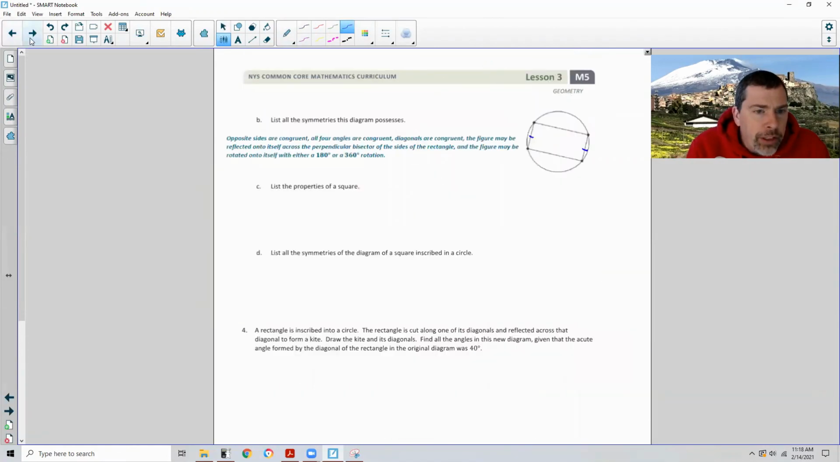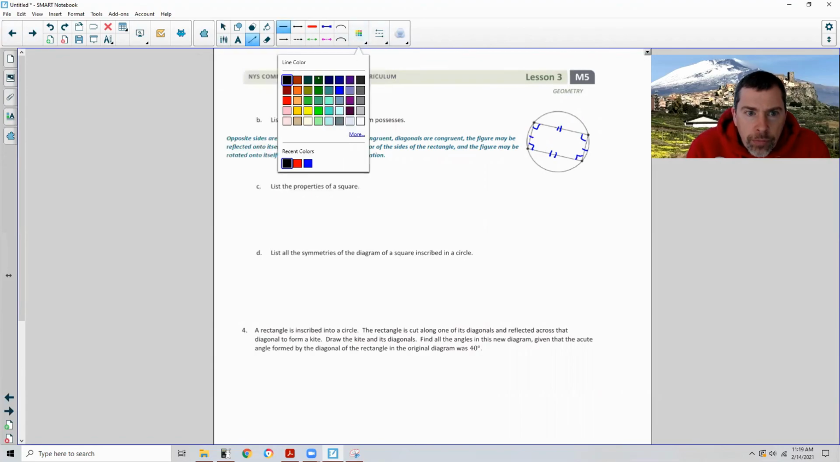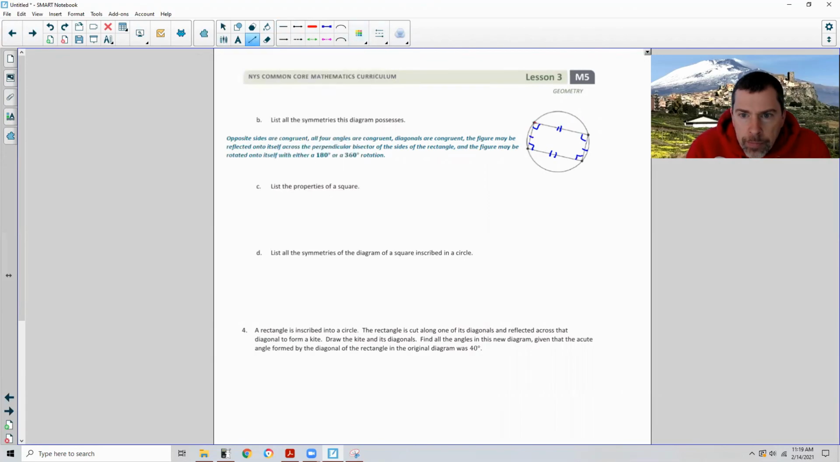And let me just switch pages back and forth because my pen whacked. This side is congruent to this side. So opposite sides are congruent. All 4 angles are congruent because they're all 90 degrees. Diagonals are congruent. Okay, those are the same length.